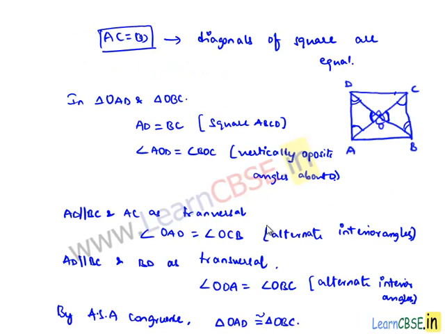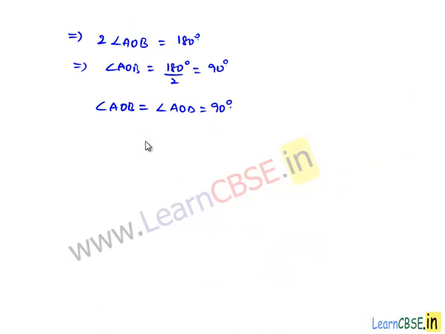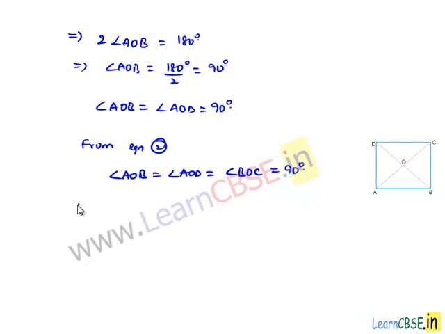Now if we observe, we got angle AOD is equal to angle BOC here. So let us name it as equation number 2. Therefore from equation 2 we can say angle AOB is equal to angle AOD is equal to angle BOC is equal to 90 degrees. Here we require to prove that another angle, that is angle COD, is also equal to 90 degrees. We know that the sum of angles about a point is equal to 360 degrees.